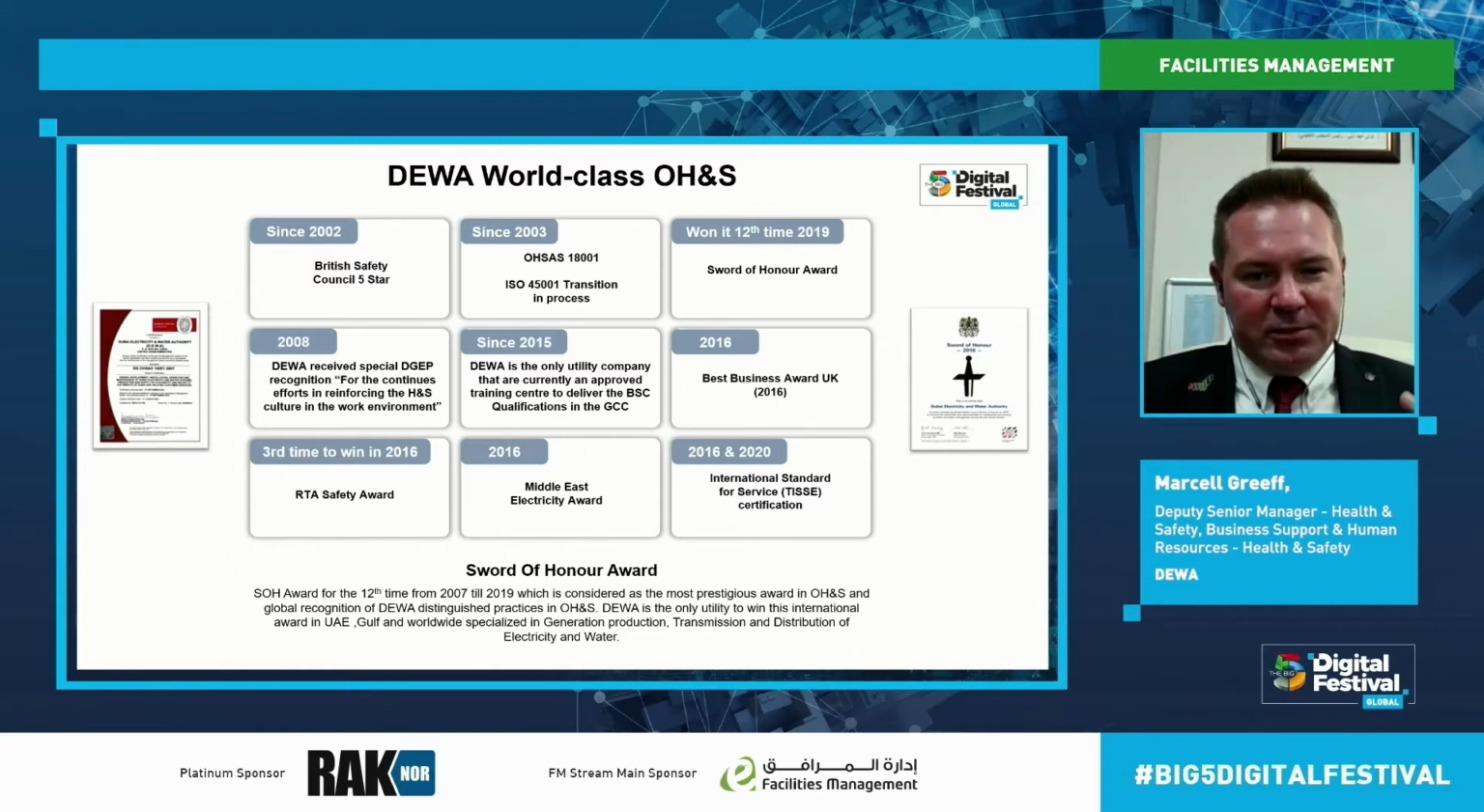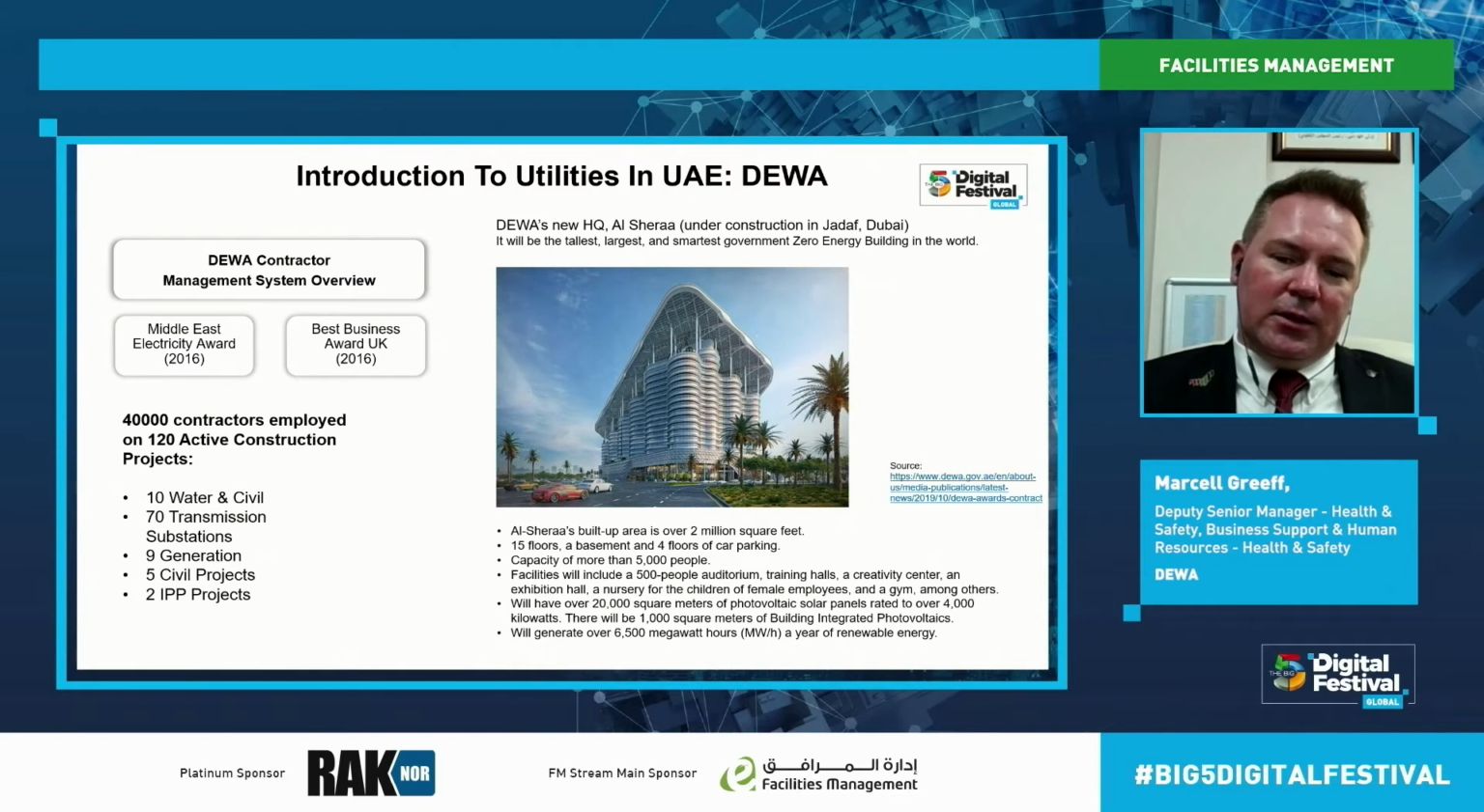I've also listed some other excellent achievements here, especially from 2016, that DEWA has won. Two of those awards, the Middle East Electricity Award and the Best Business UK Award, were both specifically for the DEWA Contractor Management System. As an overview of that system, DEWA has a current contractor labor force of about 40,000, employed and working on 120 active construction projects.